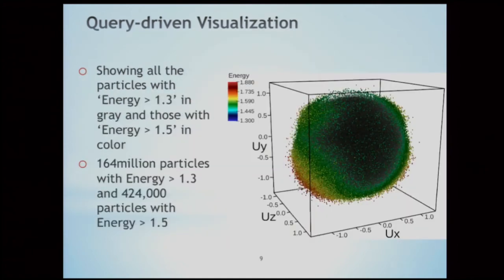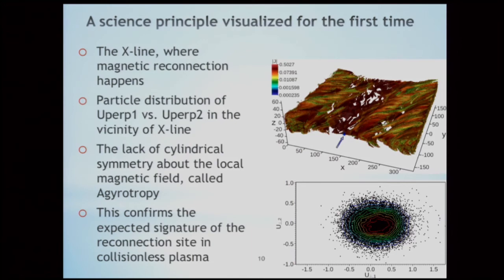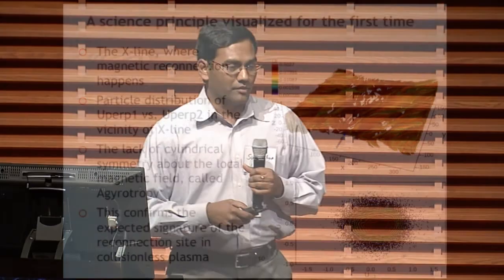Here are a couple of pictures where you can see beautiful visualizations of the highly energetic particles. Another thing is that, for the first time, application scientists could see these kinds of visualizations on trillion particle data. One of the cool things we found is called agyrotropy, and for the first time they could see it, even though they were expecting it would happen.